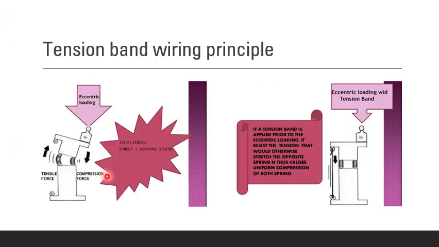When eccentric loading is done, the compression forces act on the same side as the eccentric loading. On the other side, the springs will be stretched. That causes the tension forces. Similarly, in the same scenario, if a tension band is applied prior to the eccentric loading, it resists the tension that would otherwise stretch the opposite spring, thus causing a uniform compression of both the springs.